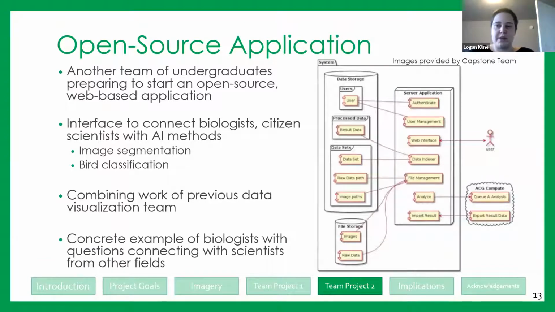The graphics generated by the data visualization team will be incorporated into a larger open source application, which we're calling BirdSpotter, that we are developing in collaboration with the team of another group of computer science students who are using this project for their senior capstone project. This application will serve as an interface to connect biologists and citizen scientists with the AI methods we are developing, as well as data visualization techniques. We are in the early stages of this work, but we have had several productive conversations with the team that exemplify the power of connecting biologists with computer scientists to use their diverse knowledge and skill sets to address complex ecological questions.